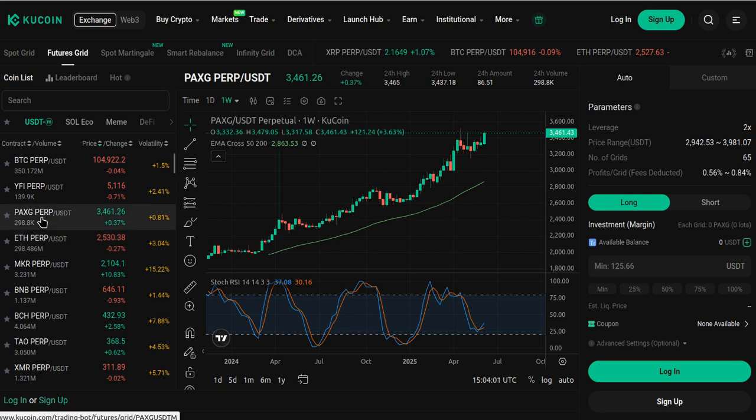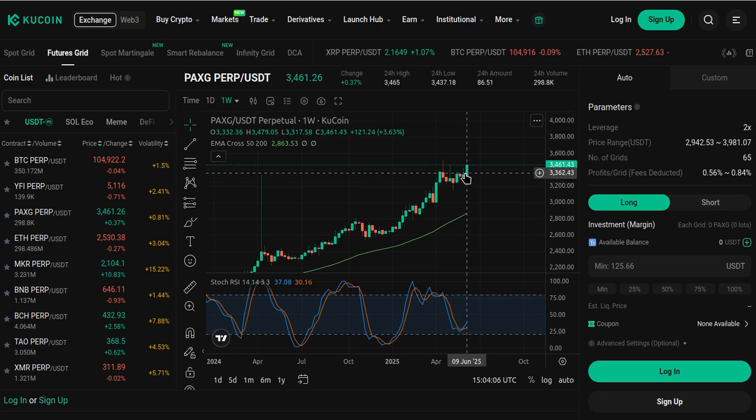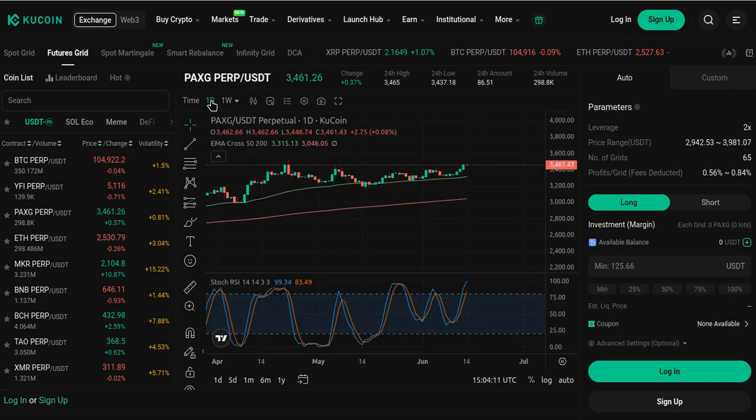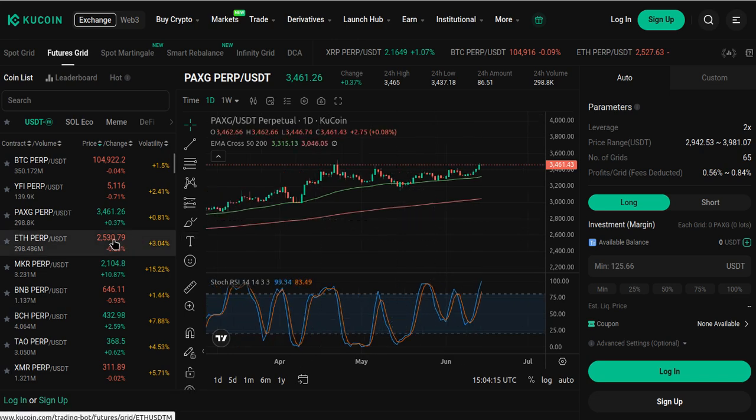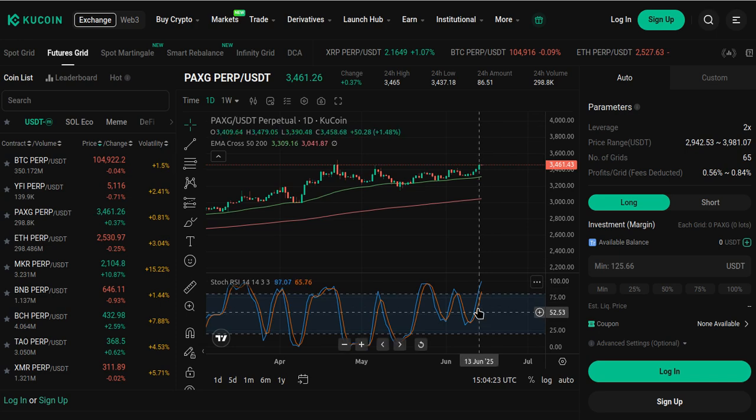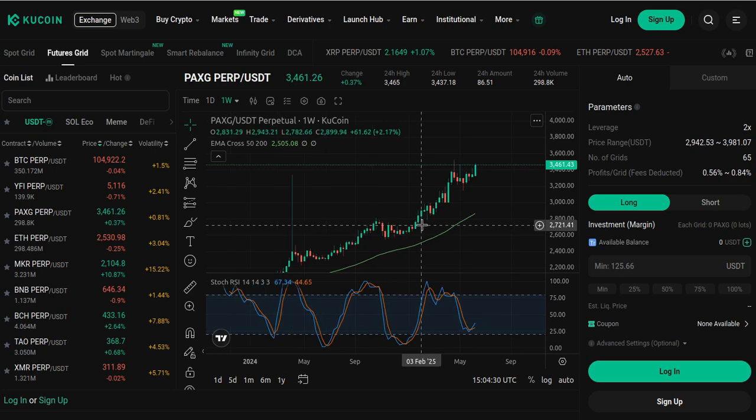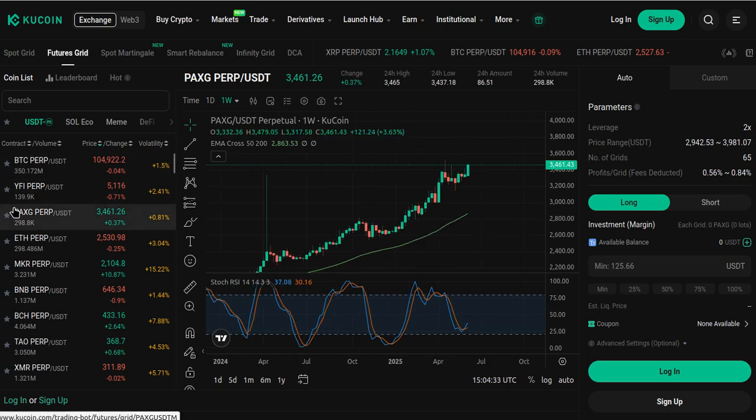So I think Paxos Gold, it has a clear direction. Yeah, so definitely Paxos Gold would be definitely the winner here. It has a clear direction. So Paxos Gold is the winner.